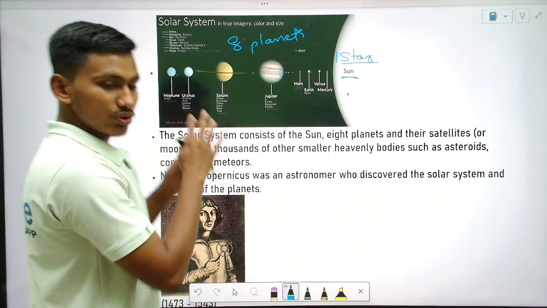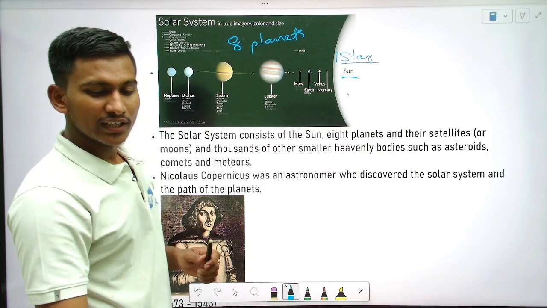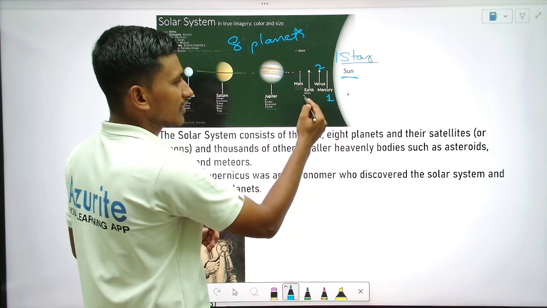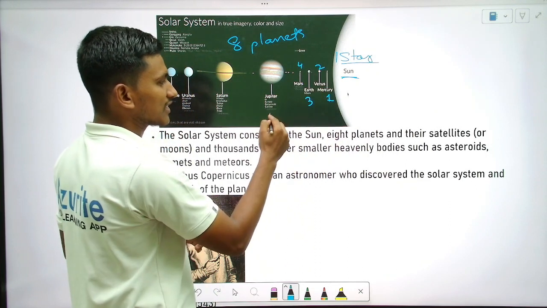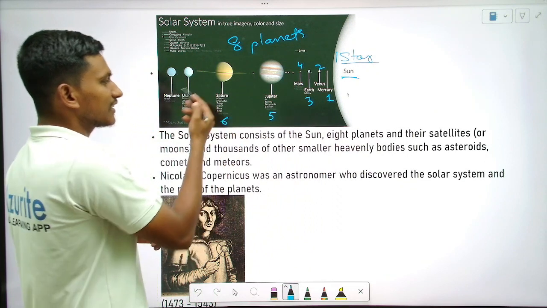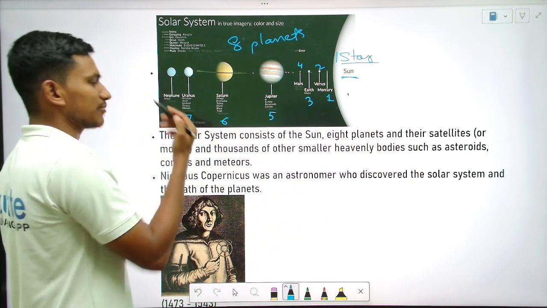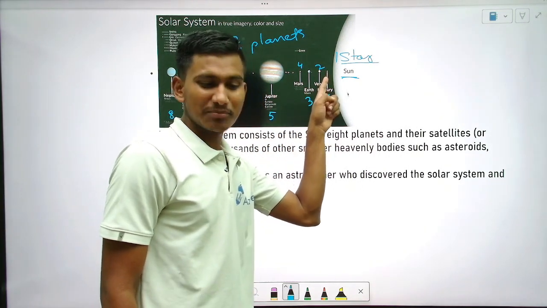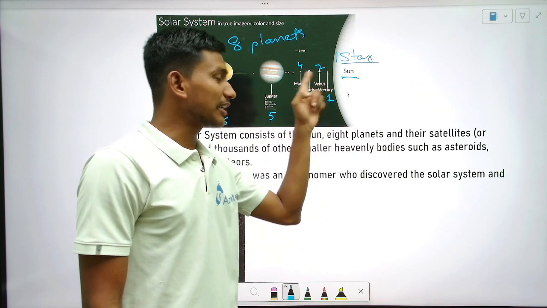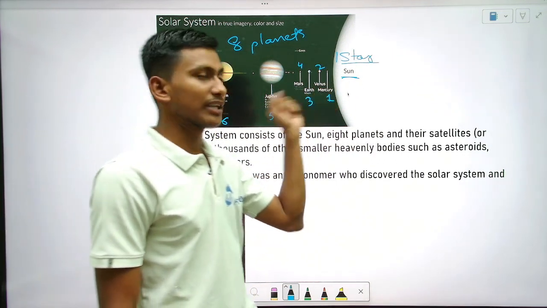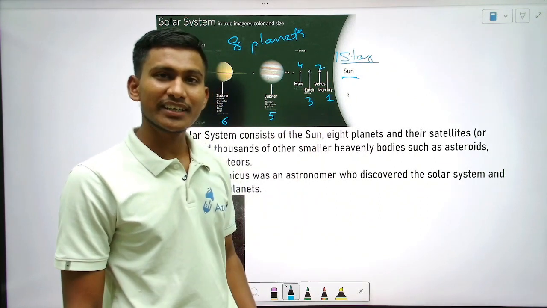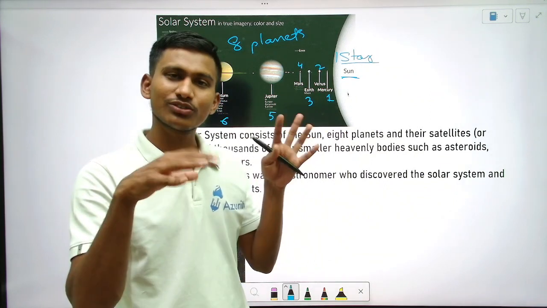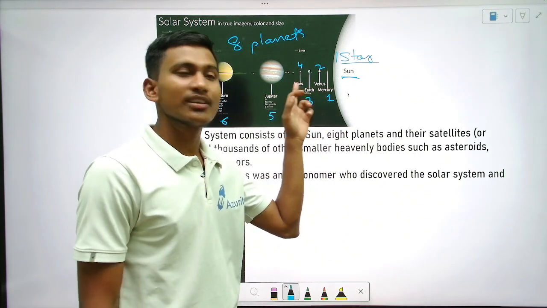So if you see the different planets, the first planet is Mercury, second is Venus, third is Earth, fourth is Mars, fifth is Jupiter, sixth is Saturn, seventh is Uranus, eighth is Neptune. These are the order from the sun. The size is very small, so it may not be visible. The first planet from the sun is Mercury, second is Venus, right? Third, yes, is our Earth. We live on the Earth, so our Earth is the third place.